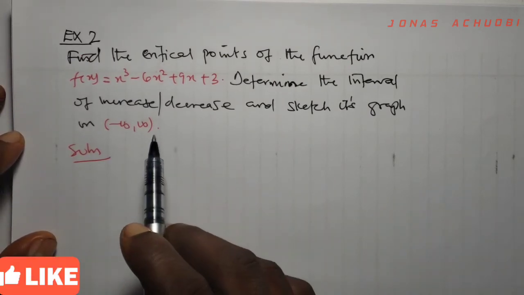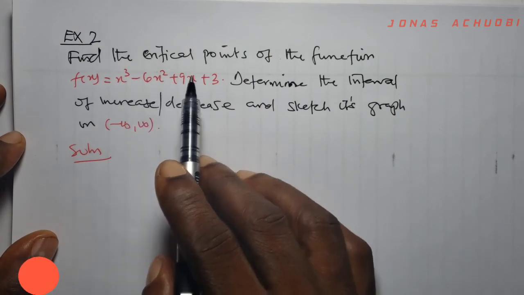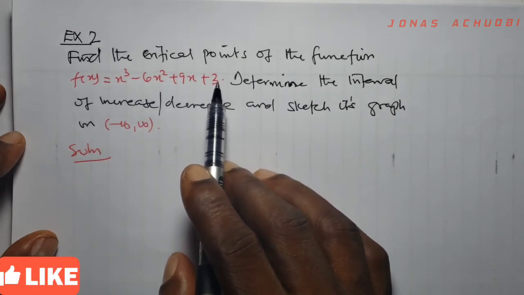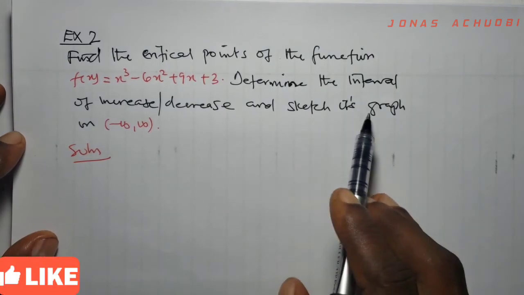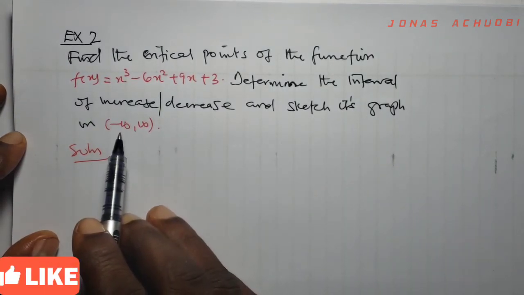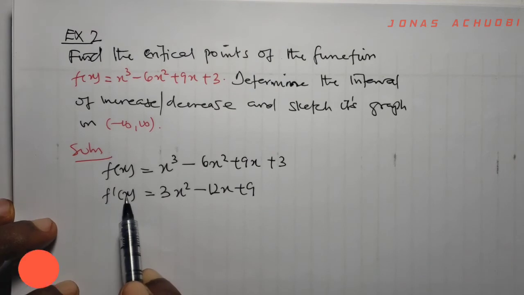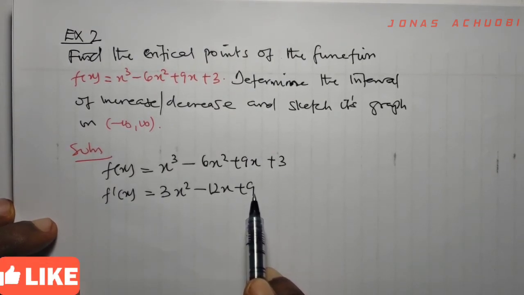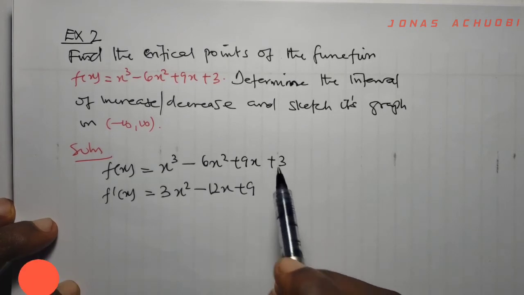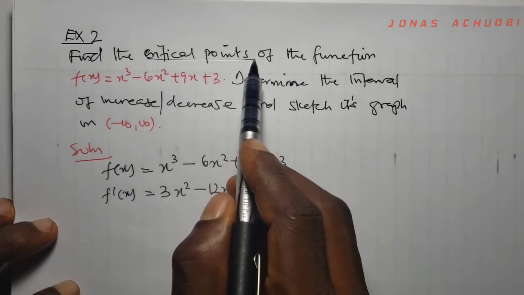So example 2, here the function is f of x equal to x cubed minus 6x squared plus 9x plus 3. And we're asked to find the critical point, the interval of increase and decrease, and we should also sketch the graph on the interval minus infinity to infinity. So again, we differentiate. So f prime of x gives us 3x squared minus 12x plus 9. The next thing we have to do is to find the critical numbers or the critical values, so that with the critical values we can find the critical point.